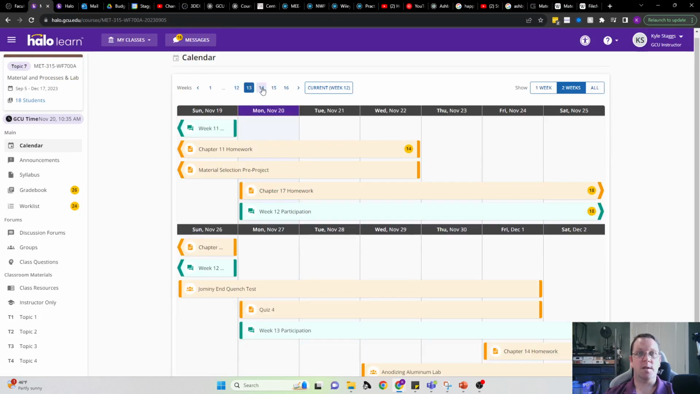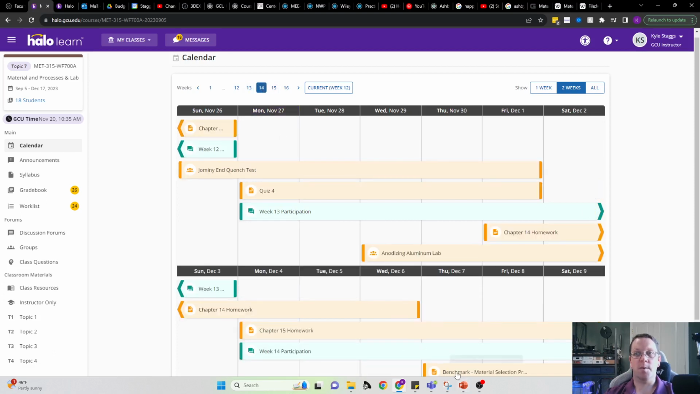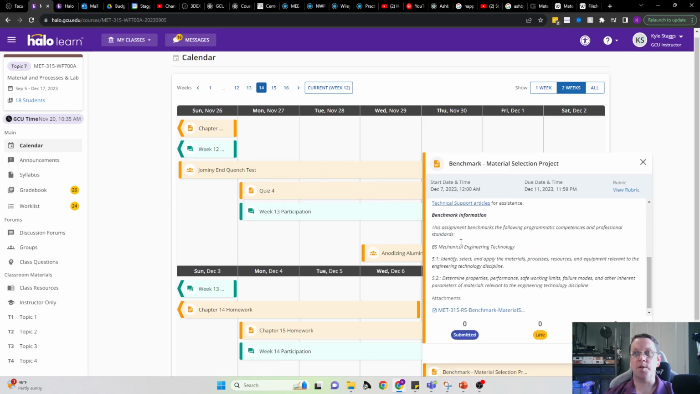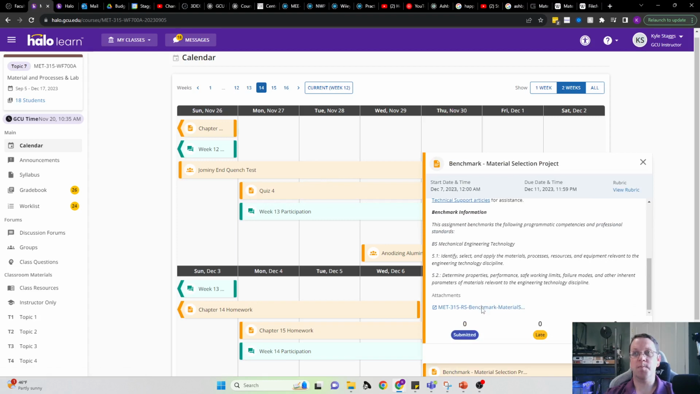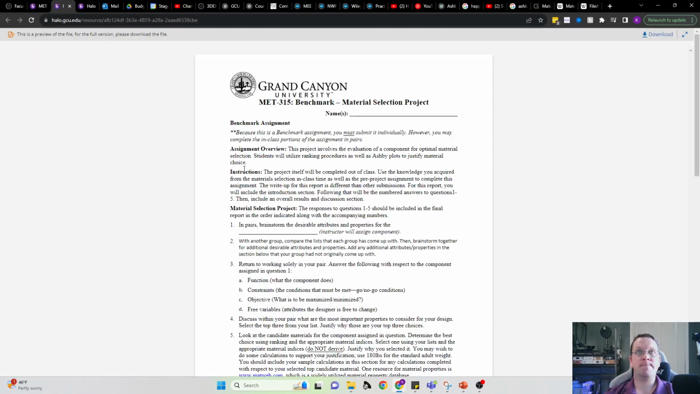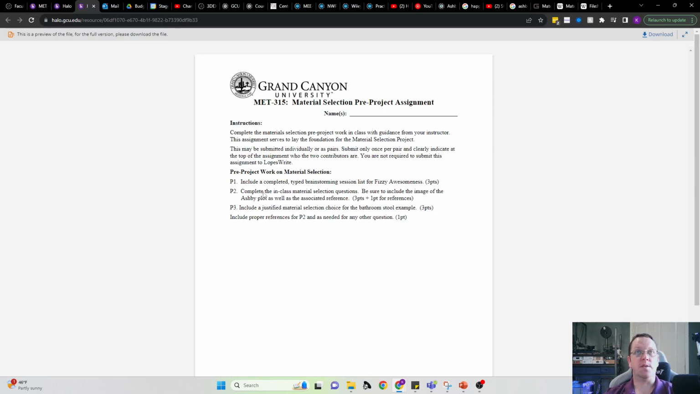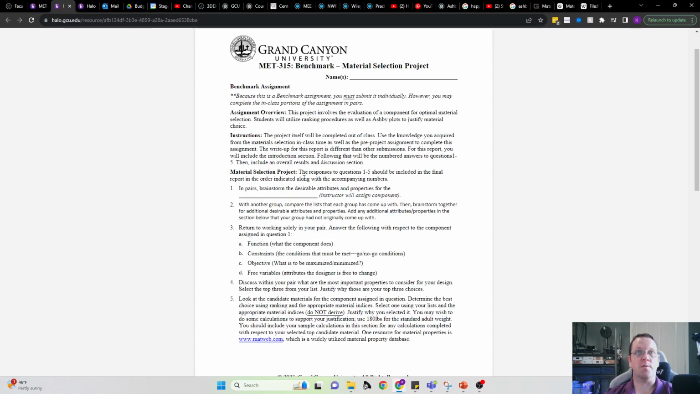And then we're going to replace the anodizing aluminum lab. And then for the benchmark, what you're going to be doing is in a bit more detail. This is something that has to be done individually. You have these 5 questions. So in this case, for this handout, these are the in-class questions, the P1 through 3. I forgot about that. And then 1 through 5 are your project questions that you're working on.